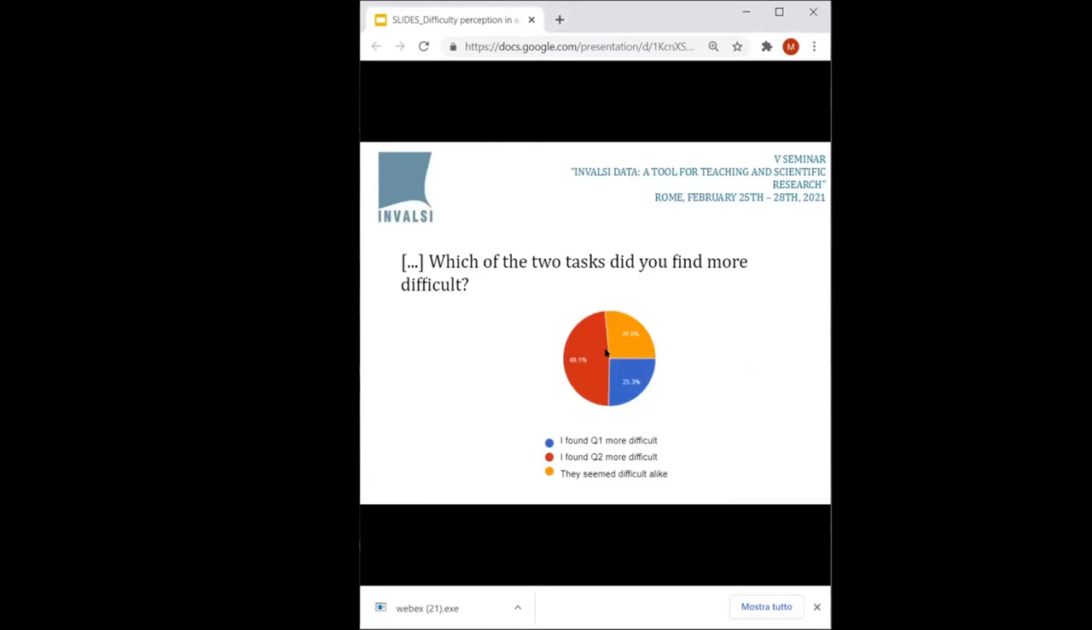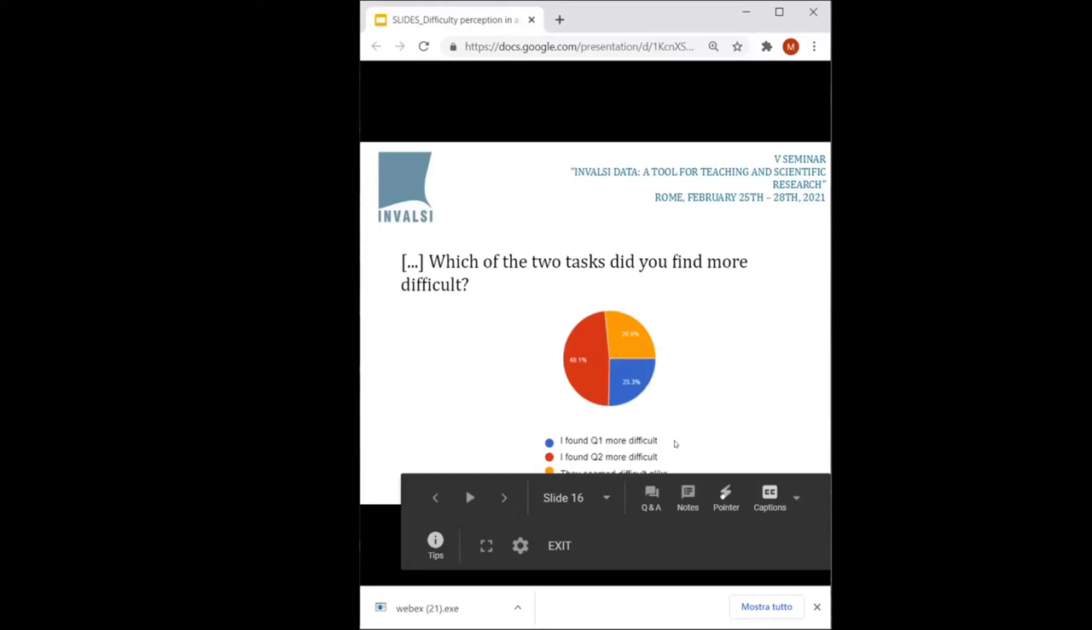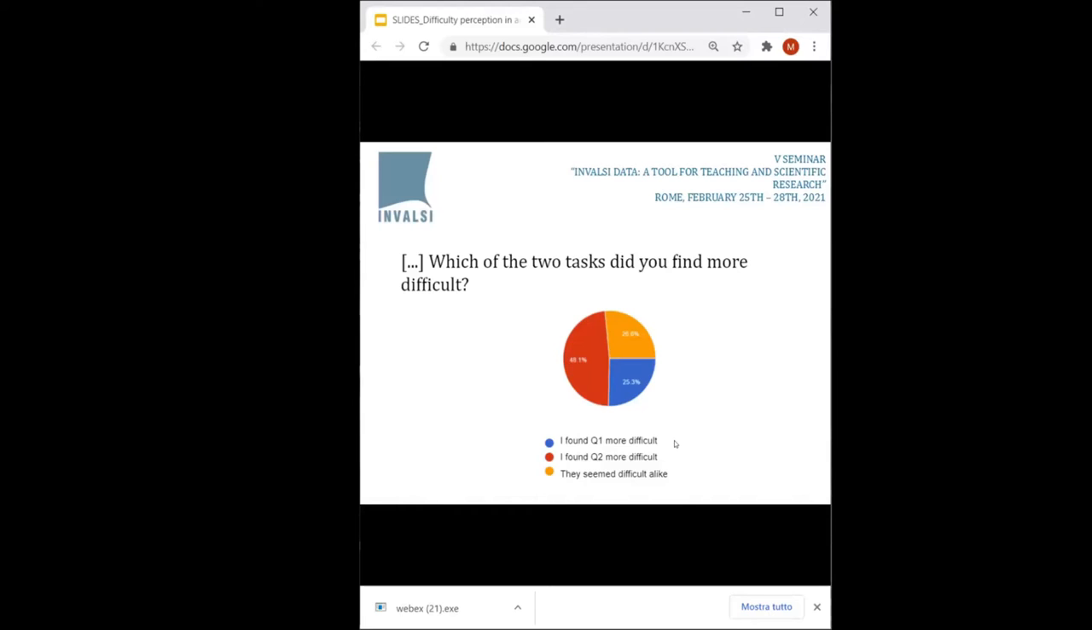But we also asked students at the end of the questionnaire which of the two tasks they found more difficult. And here we can see that almost 50% of students answered that they found the second task more difficult. So we perceived a mismatch between these two answers.